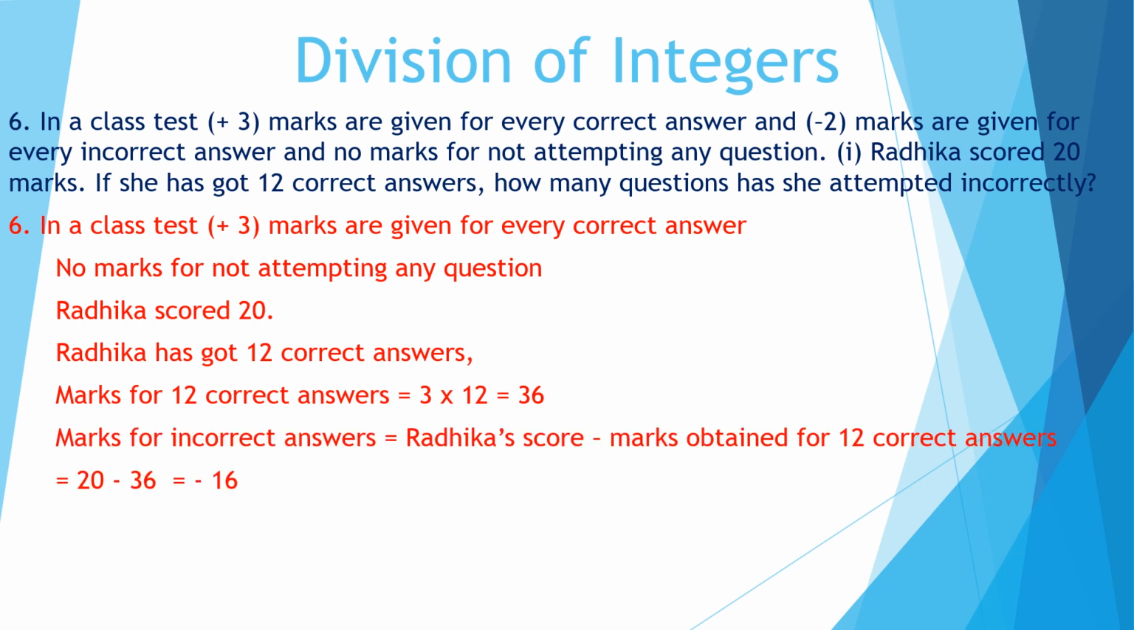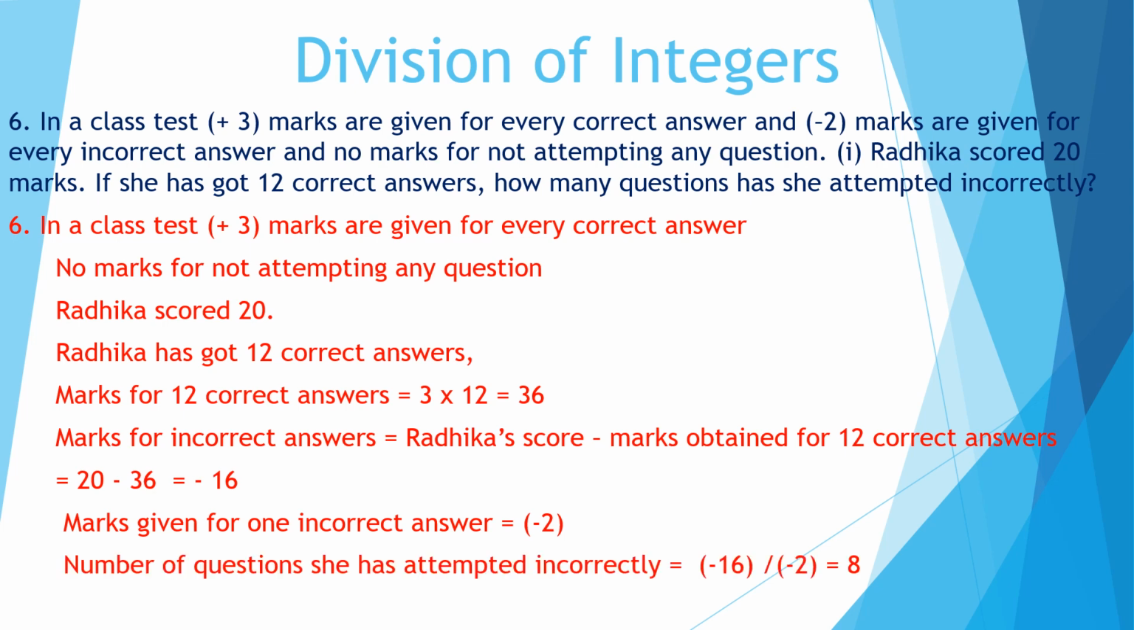Now marks for incorrect answers will be Radhika's score minus marks obtained for 12 correct answers. So Radhika's score is 20 and we have to subtract 36, which are the marks for the correct answers. So 20 minus 36 is equal to minus 16. Marks given for one incorrect answer is minus 2. So the number of questions she has attempted incorrectly will be minus 16 divided by minus 2, which is equal to 8.